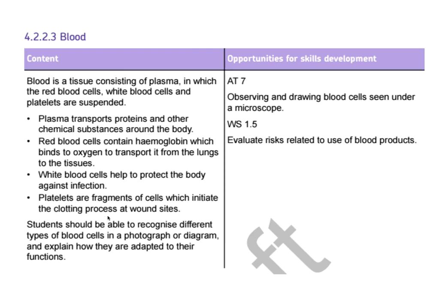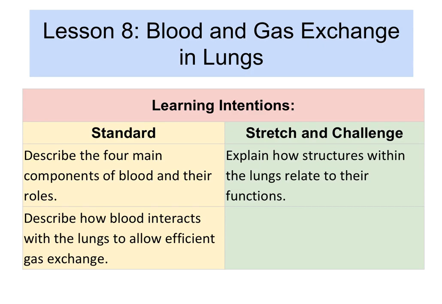and being able to identify those types of blood cells in a diagram or a photograph. And we'll have an example of that later on here. So the 4 main components of the blood and their roles. And then we're going to look in our second session on this, how the blood interacts with the lungs to allow efficient gas exchange, and also how the structures within the lungs relate to their function.